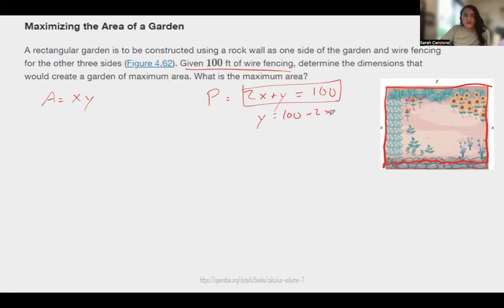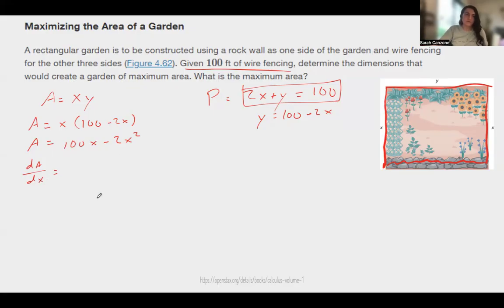Now that I have the equation in terms of one variable, I can plug it into my area formula. So area equals X times 100 minus 2X, which I do want to distribute since I need to take the derivative of it. This is 100x minus 2x squared. Now, again, I'm looking to maximize my area. So I need to take the derivative of area. So dA/dx equals, take the derivative of this right here. And we are doing it with respect to x.